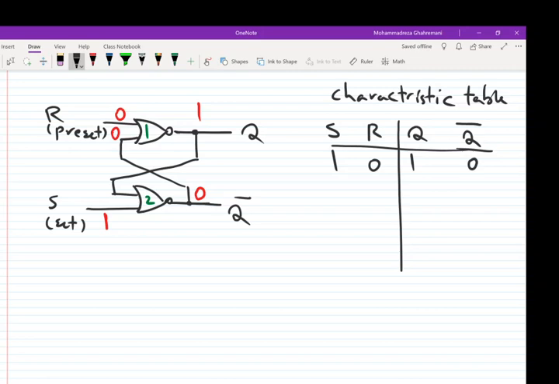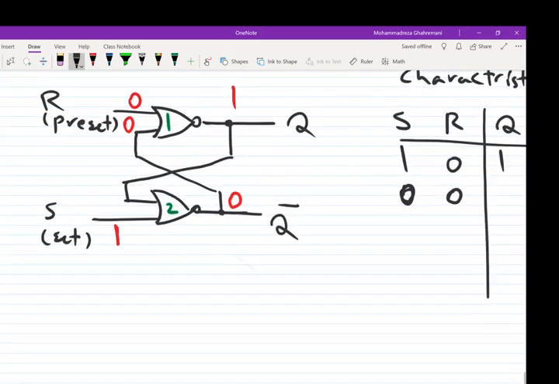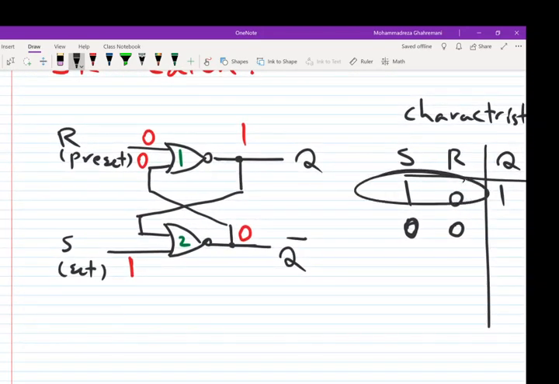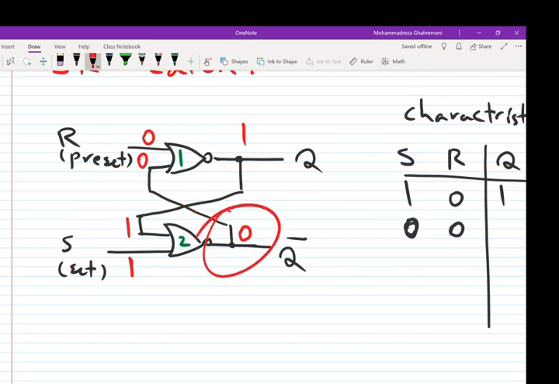Now let's change SR from 1 0 to 0 0, and let's see what's going on here. In this situation, where S is 1, R is 0, the circuit is stable. The circuit is stable because the output of gate number 1 is 1. It moves to the second input of gate number 2, which is 1. 1 and 1 gives 0. So the output is stable. Now we change S from 1 to 0. Let's see what's going to happen.